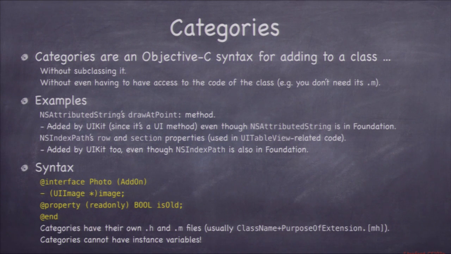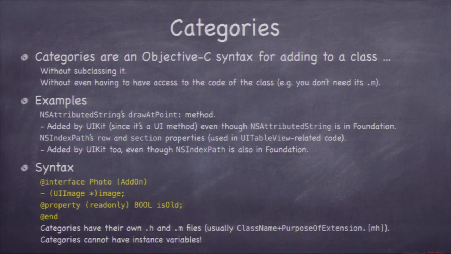So here I've called it add-on, but you could call it Flickr, you could call it create, whatever you want to do. Then you just list all the methods you want to add to this class, and they can be properties. Here I have a read-only property and another method. You just put them on there, and then @end. Okay? So that's all you need to do. Now anyone who wants to call these methods just has to import this header file that has this in there.